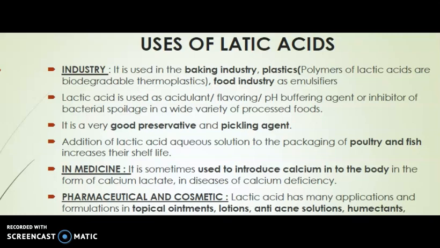It is a very good preservative and pickling agent. Addition of lactic acid aqueous solution to the packaging of poultry and fish increases their shelf life. In medicine, it is sometimes used to introduce calcium into the body in the form of calcium lactate in diseases of calcium deficiency, and in the pharmaceutical and cosmetic industry, it is used as a formulation in topical ointments, lotions, and anti-acne solutions.